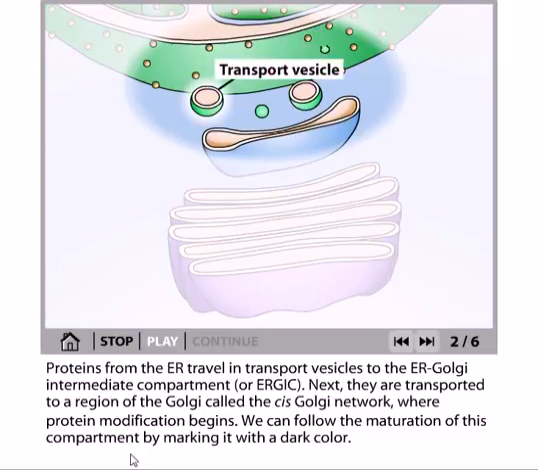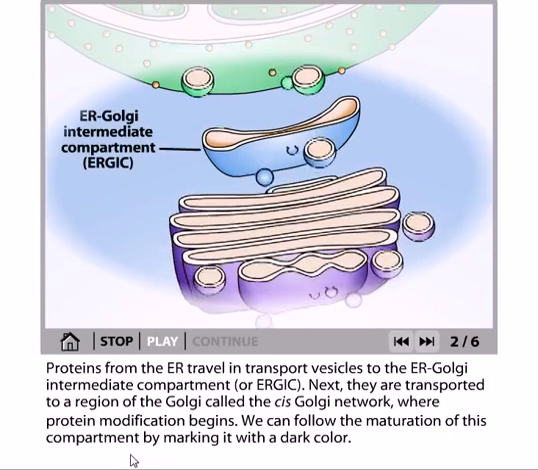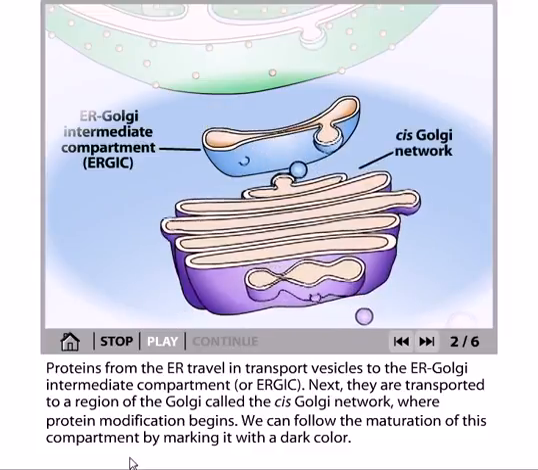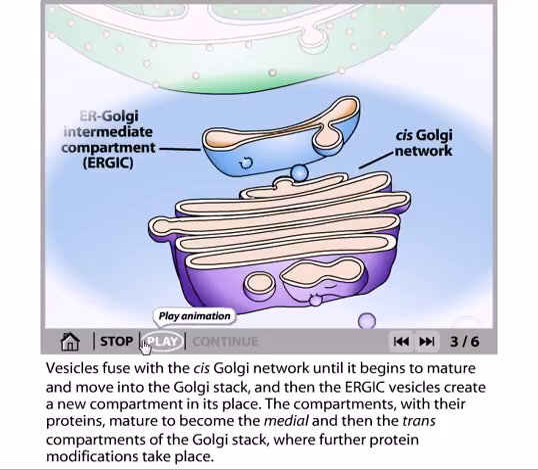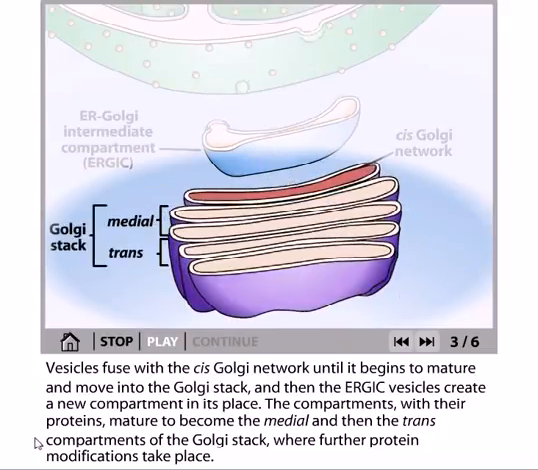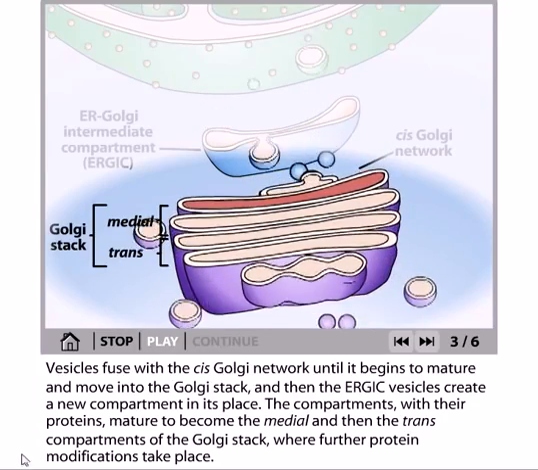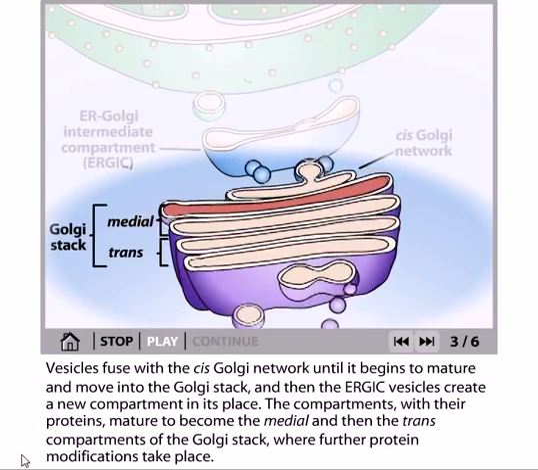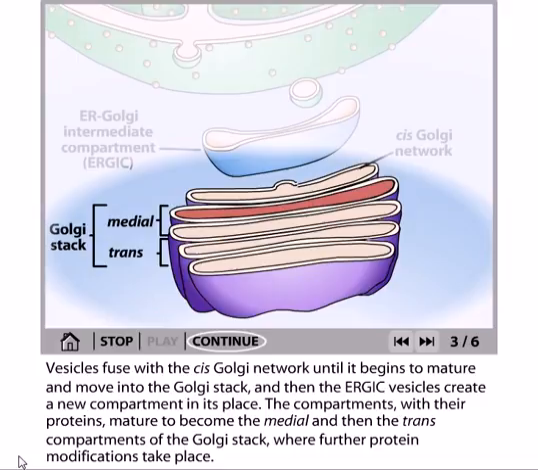Okay. Now the proteins from the ER travel in transport vesicles to the ER-Golgi intermediate compartments, or ERGIC. Next they are transported to the region of the Golgi called the cis Golgi network, where protein modification begins, and we can follow the maturation of this compartment by marking it with a dark color. We can see this in the transmission electron microscopic analysis. Vesicles fuse with the cis Golgi network until it begins to mature and move into the Golgi stack, and then the ERGIC vesicles create new compartments in its place. The compartments with their proteins mature to become the medial and the trans compartments of the Golgi stack, where further protein modifications take place. So that is the vesicle scheme.